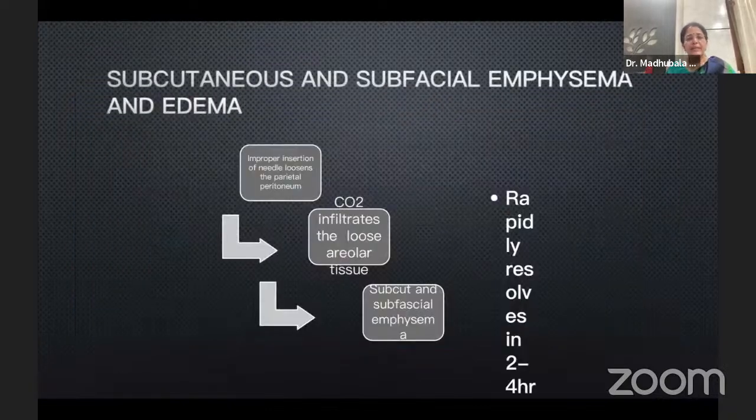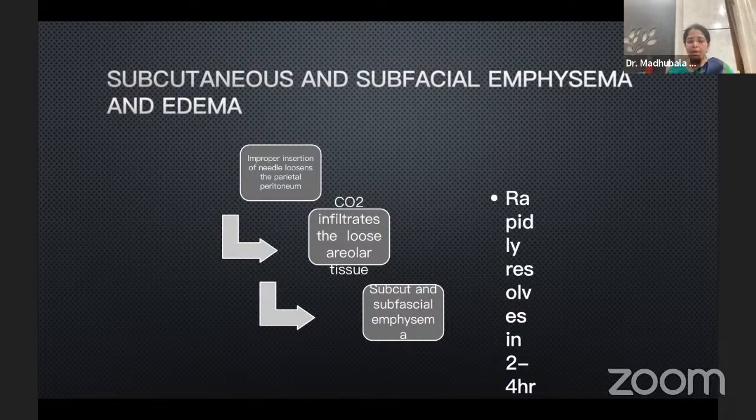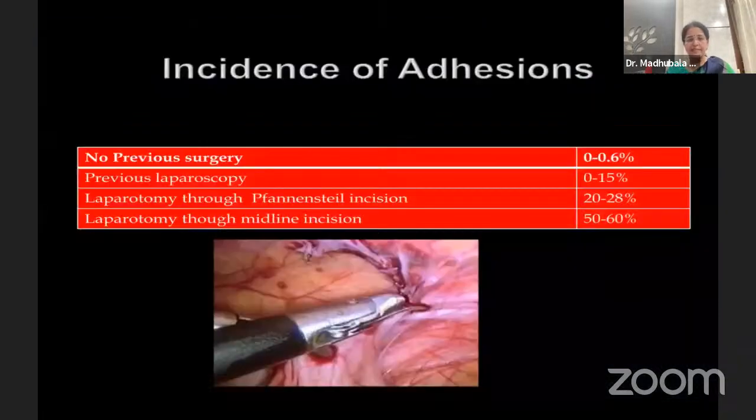The most common thing which everybody would have faced will be the subcutaneous and the subfascial emphysema and edema. It is because of the improper insertion of the needle, which will loosen the parietal peritoneum, and our carbon dioxide infiltrates the loose areolar tissue, which creates this subcutaneous and subfascial emphysema. But we don't have to worry about this. Initially, there will be a difficulty in visualizing the pelvis, but this rapidly gets resolved in 2 to 4 hours.